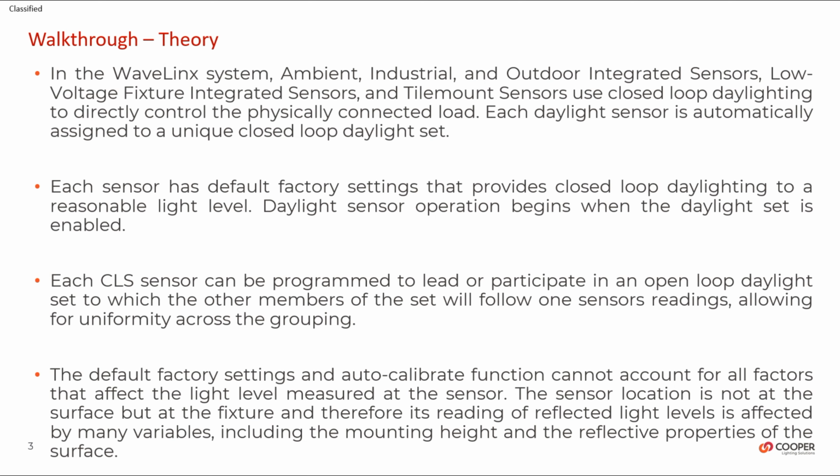In the WaveLinx system, ambient, industrial, outdoor integrated sensors, low voltage fixture integrated sensors, and tile mount sensors use closed loop daylighting to directly control the physically connected load. Each daylight sensor is automatically assigned to a unique closed loop daylight set. Each sensor has a default factory setting that provides closed loop daylighting to a reasonable light level. Daylight sensor operation begins when the daylight set is enabled.